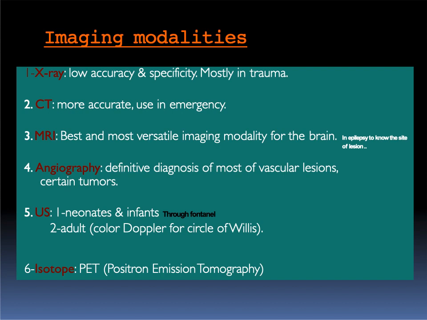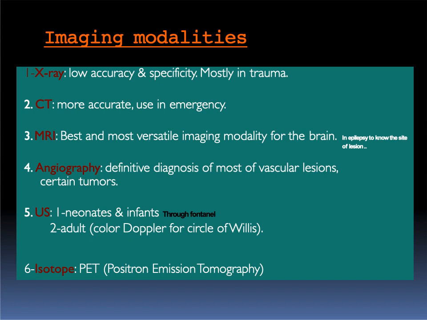The fourth one is angiography. It's conventional angiography. It gives you the definite diagnosis for most of the vascular lesions, for example, aneurysms or vascular brain tumors, where it will give you the details or the origins of the blood supply to that tumor.